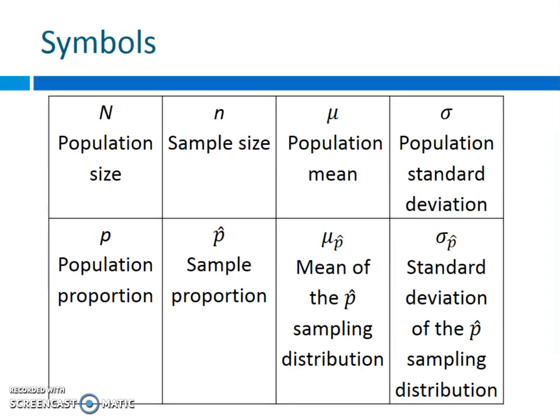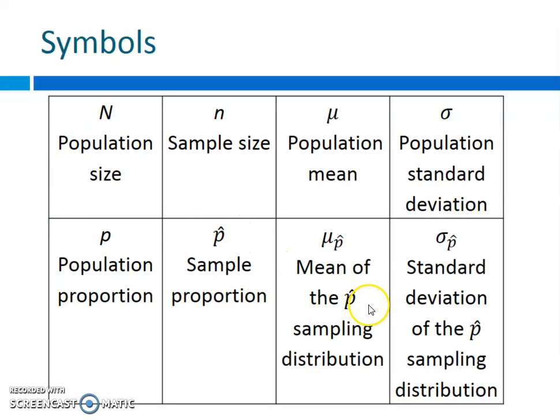We're going to talk about our symbols, what they mean. So I would pause this and copy down what each symbol is. There is a difference between mu and mu sub p hat. There's a difference between sigma and sigma sub p hat. This is a population mean. This is a mean of the sampling distribution of the sample proportions.